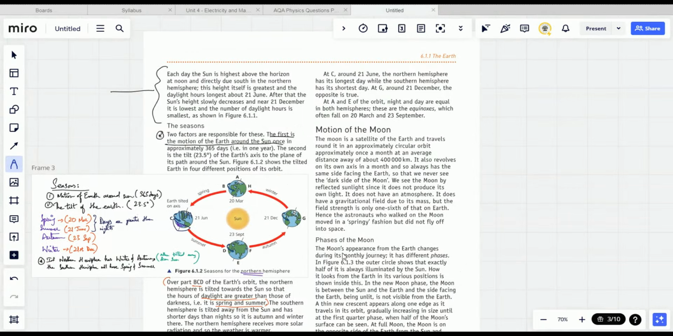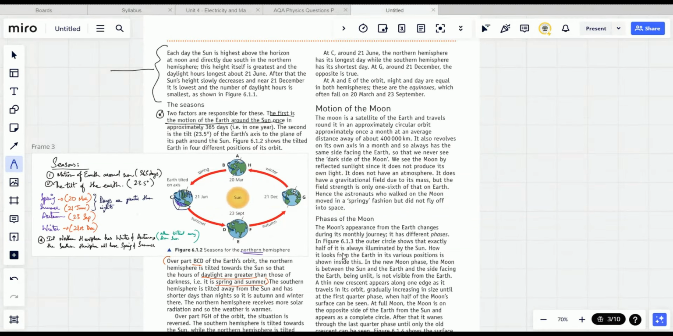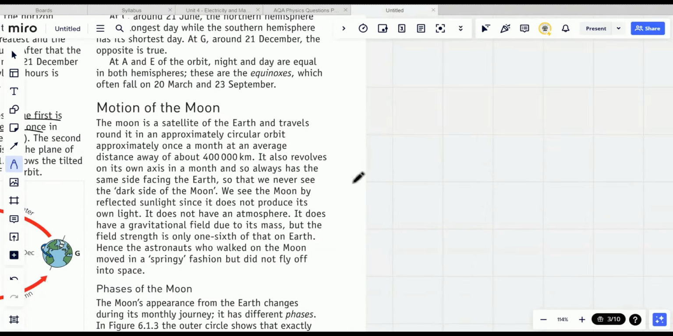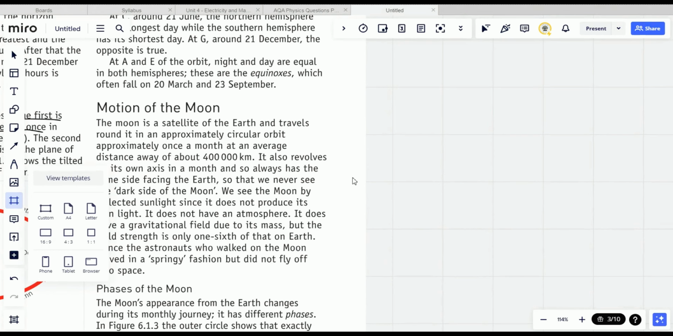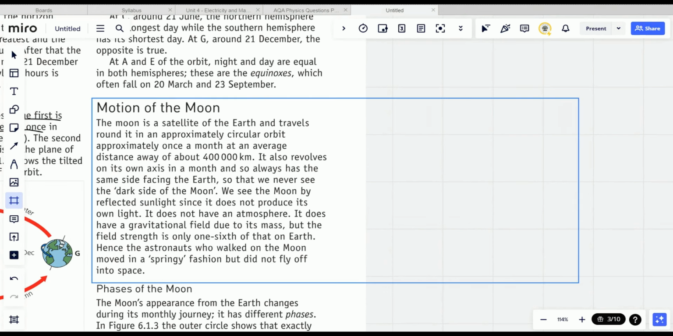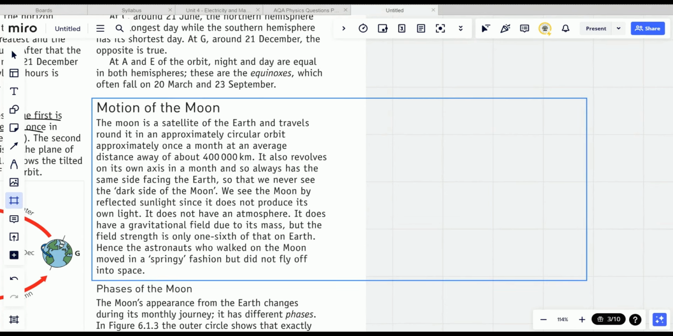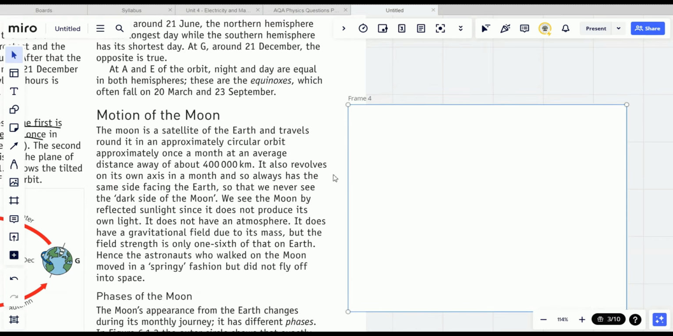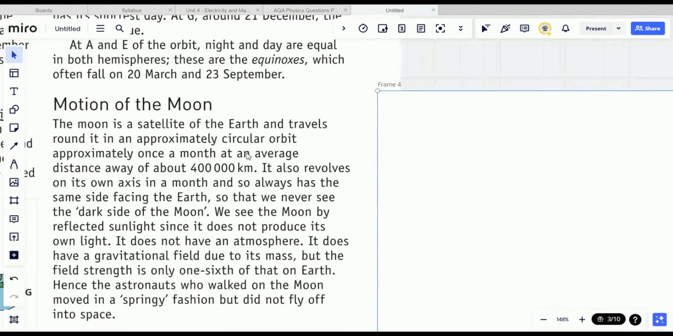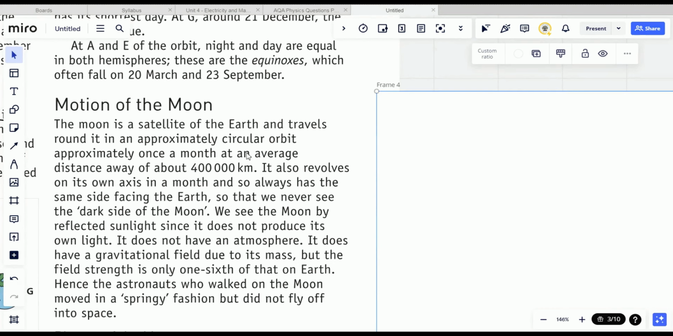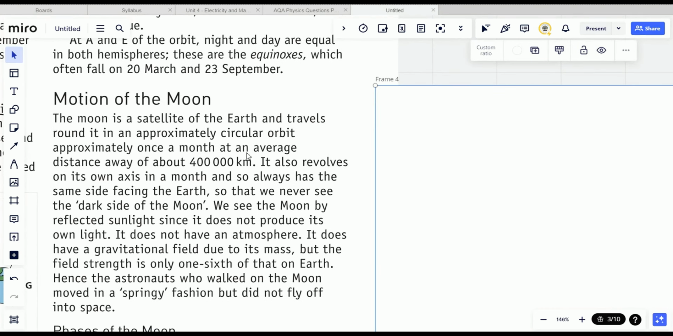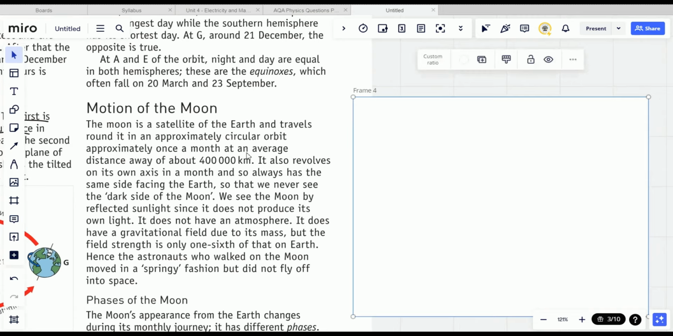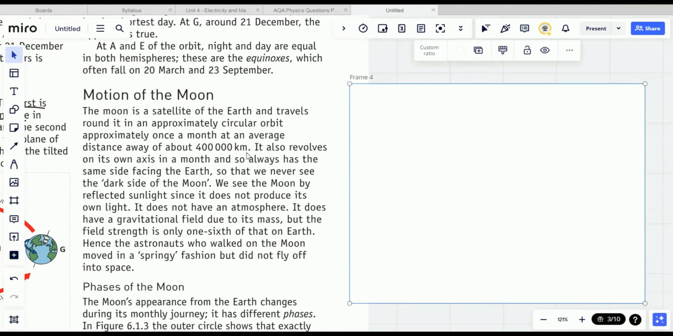Now let's talk about the motion of the moon. What do we know about the motion of the moon? Let's talk about this first and the phases as well. Make points here only. So how does the moon move and what is the moon basically? If I say define moon, what would be the definition of moon?